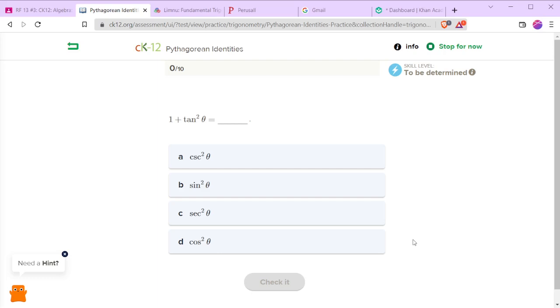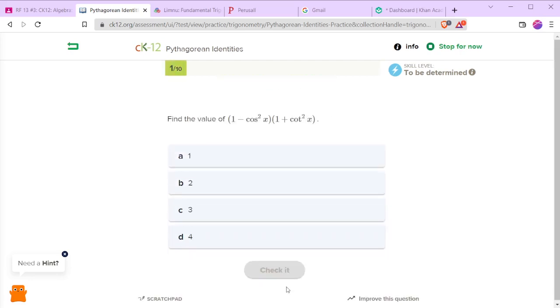So there are three main Pythagorean identities. There's sine squared plus cos squared equals 1. If we divide both of those by cos squared, we get 1 plus tan squared equals secant squared. If we divide them instead by sine squared, we get 1 plus cotan squared equals cosecant squared. So there's no manipulation necessary. It is simply secant squared.